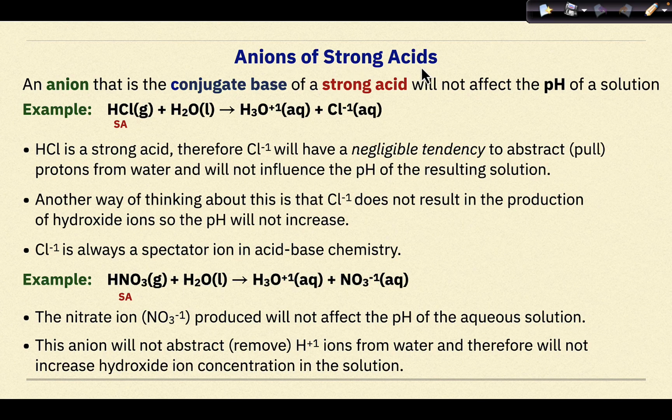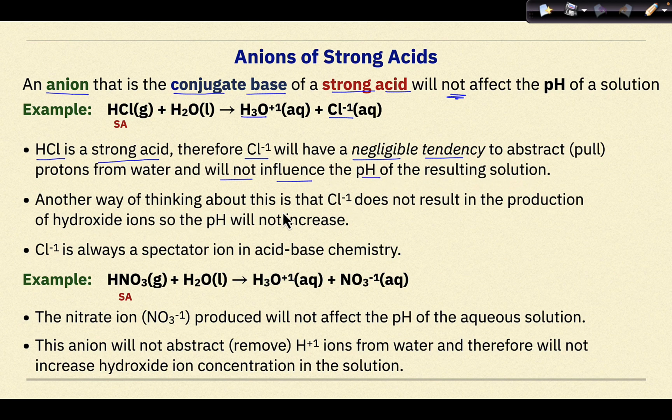Anions of strong acids. An anion that is the conjugate base of a strong acid will not affect the pH of the solution. So for example, hydrochloric acid reacting with water will form hydronium ions and the chloride ion. HCl is a strong acid. Therefore, the chloride ions will have a negligible tendency to abstract or pull protons from water and will not influence the pH of the resulting solution.